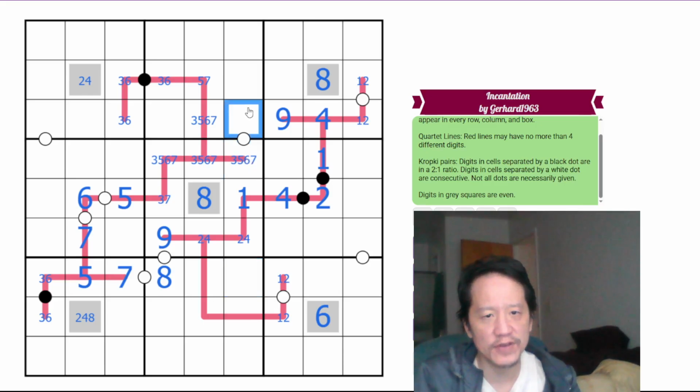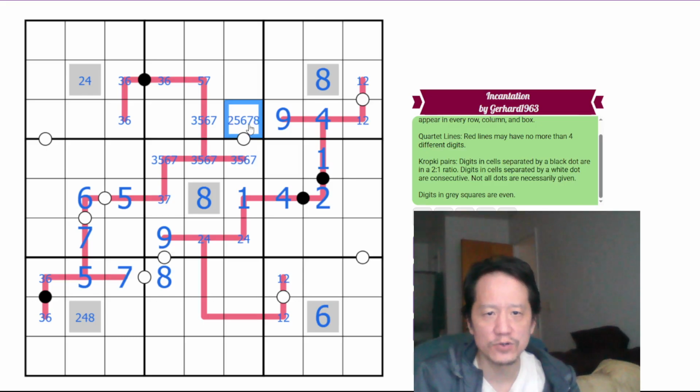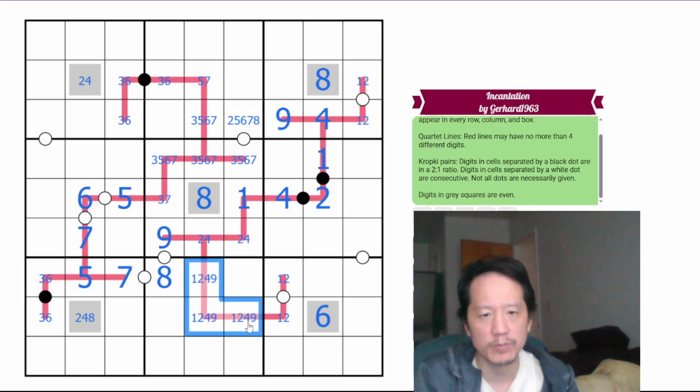This digit is consecutive with this. So if it's 3, it could be 2 only. It can't be 4. If it's 5, it can be 6 only. If this is 6, it could be 5 or 7. If this is 7, it could be 6 or 8. So any of those work. This has to be 1, 2, 4, or 9, but this can't be 1 here.